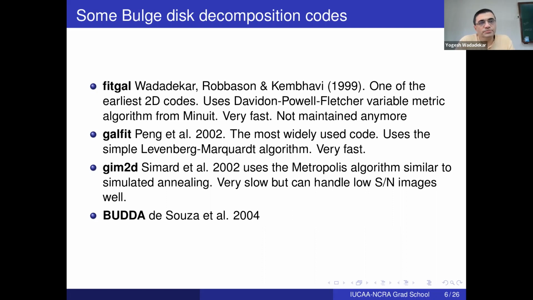Now, the market leader in this is a code called GALFIT. It was written by Peng and collaborators in 2002. It's by far the most widely used code. It's very fast because it uses a very simple and very fast algorithm called Levenberg-Marquardt.